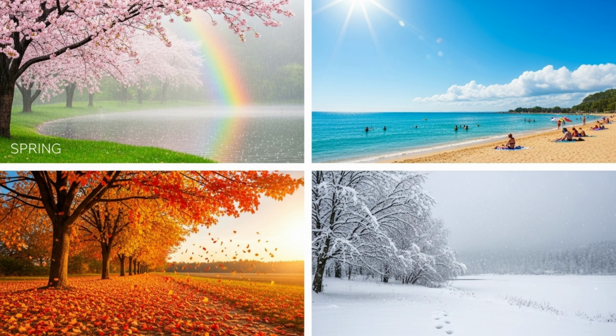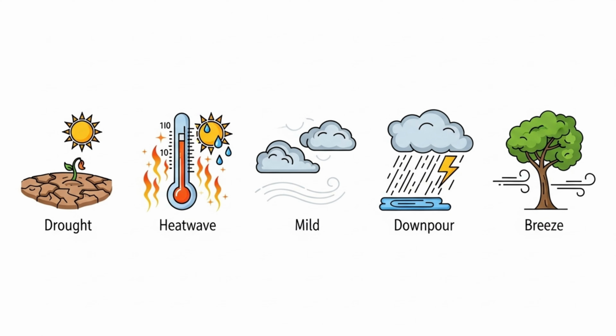Ready? Let's go. First of all, here are some words you might need to know. Drought, a long period of time when there is little or no rain. For example, the prolonged drought damaged the crops. Heat wave, a long period of unusually hot weather. For example, we stayed indoors during the recent heat wave.